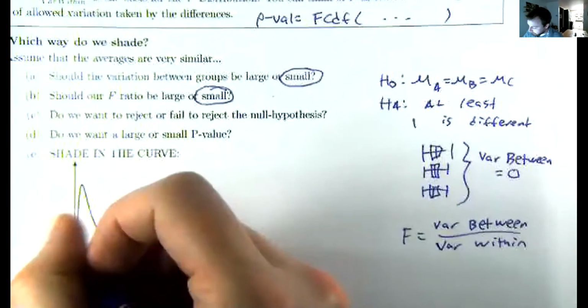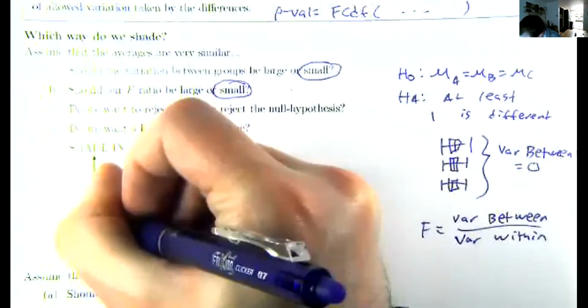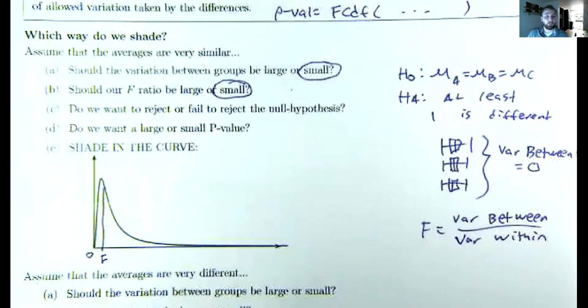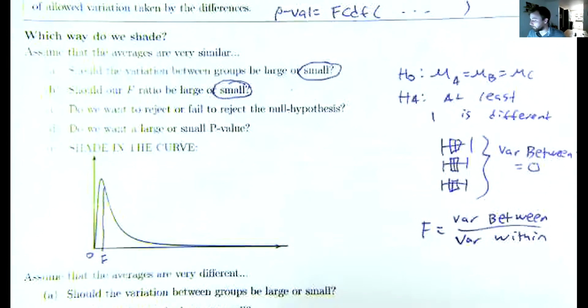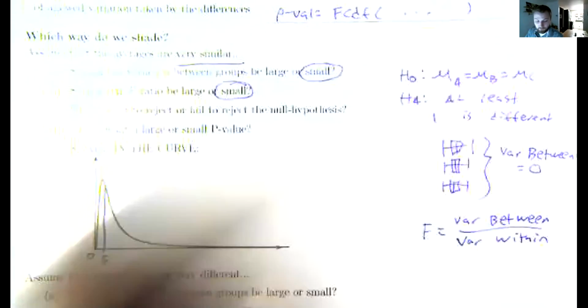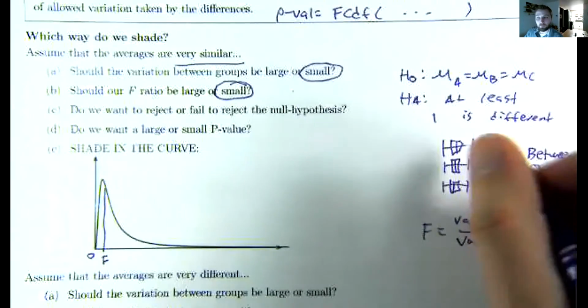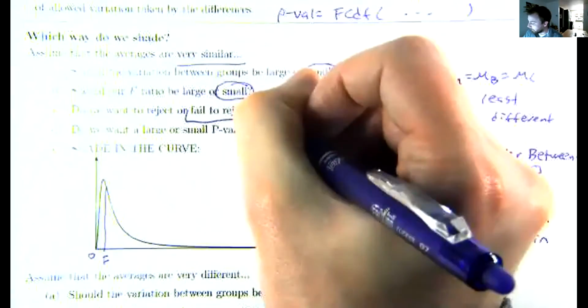The smallest my fraction can ever be is 0, but a small F score is going to be close to the start of that mound. Let's say a small f might be somewhere about here. Now I want to know if I should be shading to the left of my f-score or to the right of my f-score. And to figure out which way to shade, I need to think about the conclusion. In this what if, I have assumed that my averages are very similar. So I don't want to say that anything is different because they don't look different at all. I want to fail to reject the null hypothesis.